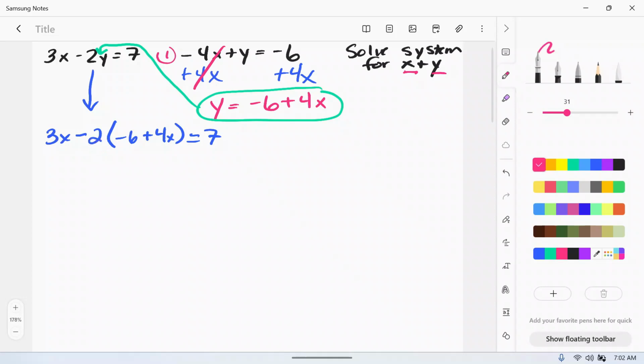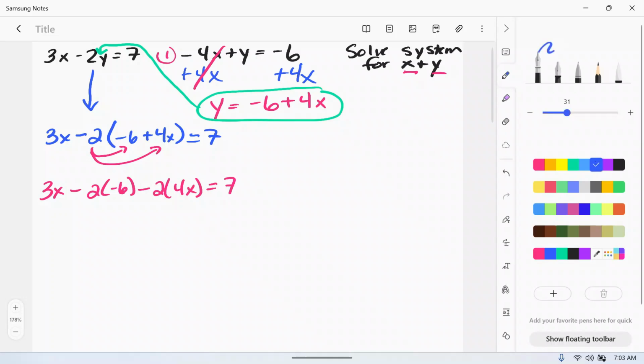My next step is to distribute the -2 to both terms in the parentheses. So I'm going to get 3x minus 2 times -6. Once again, I'm not going to do any math at this point. I'm just going to show that distribution. Okay, minus 2 times 4x, and that is going to equal 7. So all I did was show that I'm multiplying both terms in the middle.